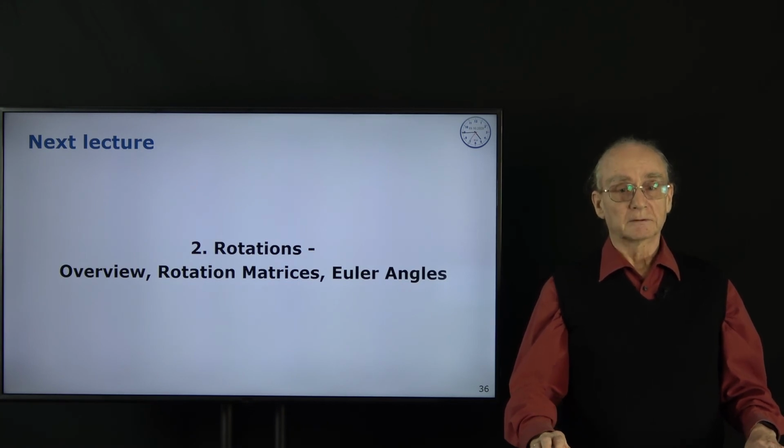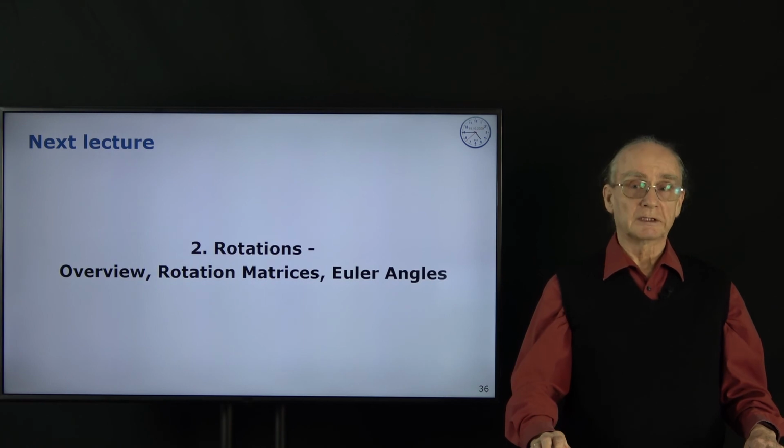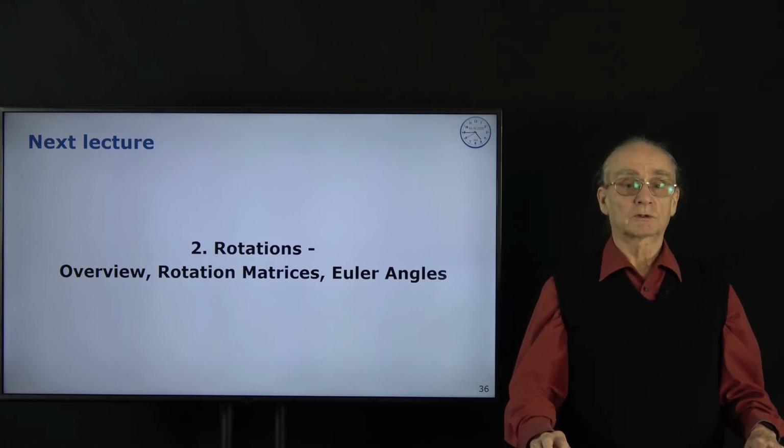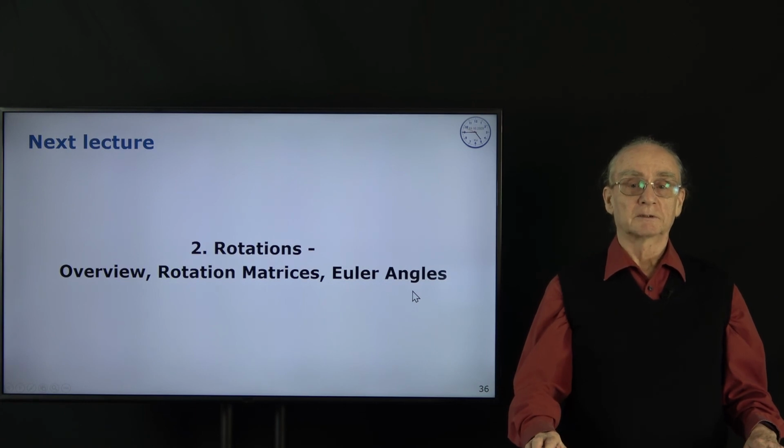And now we want to go to 3D next time. So we will talk about rotations in 3D and look at rotation matrices, 3 by 3, and Euler angles in order to describe spatial rotations.